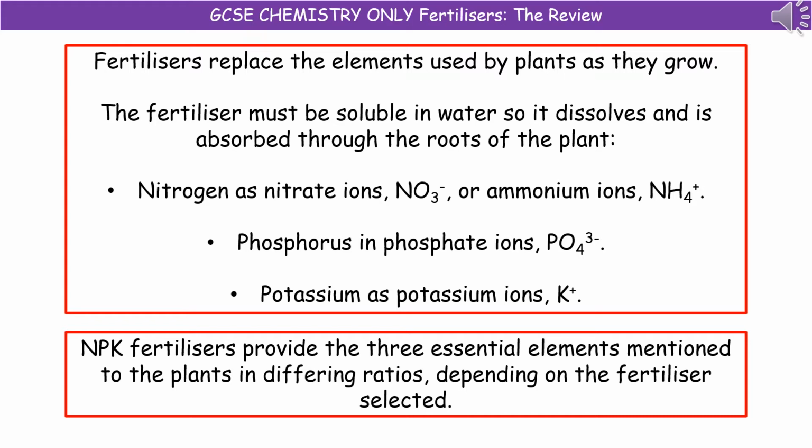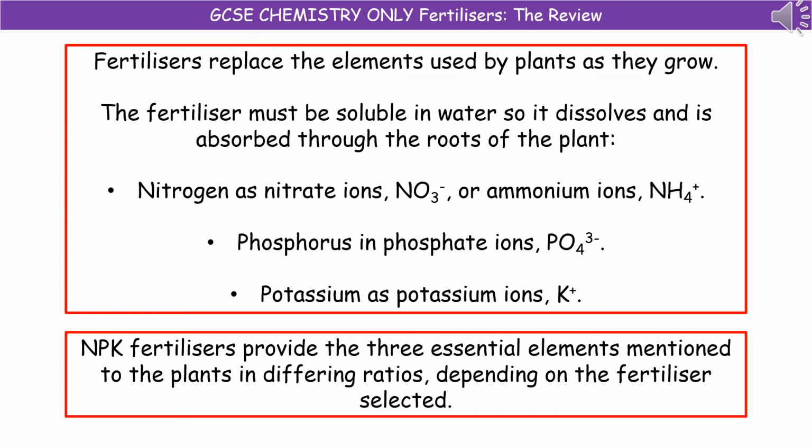Key thing about our fertilisers is that they must be soluble in water so that they dissolve and are then absorbed through the roots of the plant. Nitrogen is taken up as nitrate ions, which is NO3-, or ammonium ions, NH4+. Phosphorus is taken up as phosphate ions, PO4 3-, and potassium is taken up as potassium ions, K+.